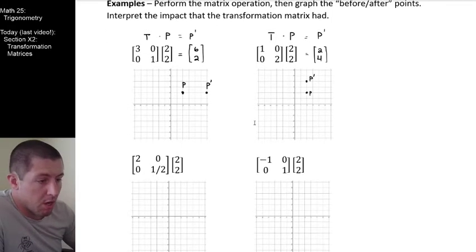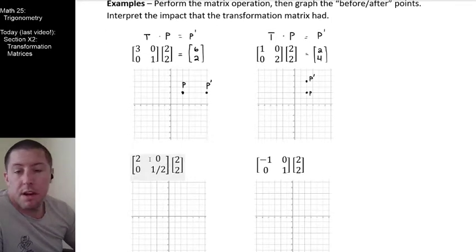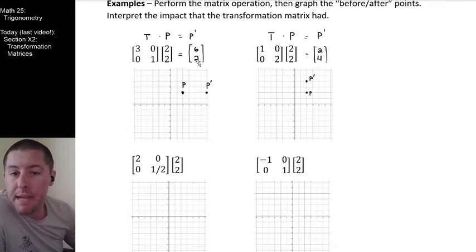So in the third example over here, what you should notice is that we have sort of a combination of the previous two. Remember that these ones are the things that are really causing things to remain the same. Notice that when we did the dot product of 0, 1 with 2, 2, we just got back 2 again in the bottom slot. When we did the dot product of 1, 0 with 2, 2, we just got back 2 again in the top slot right there.